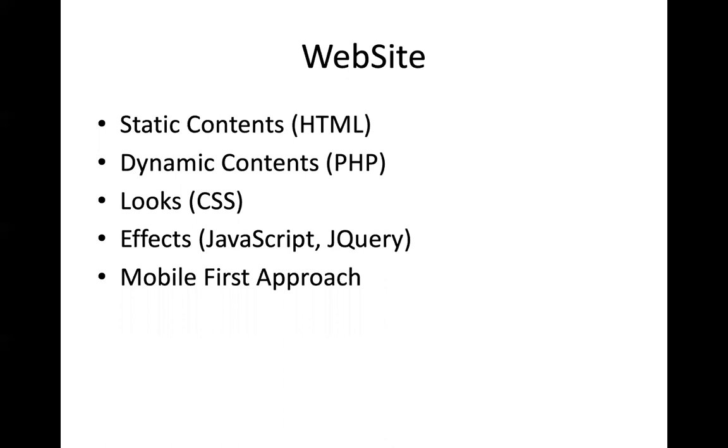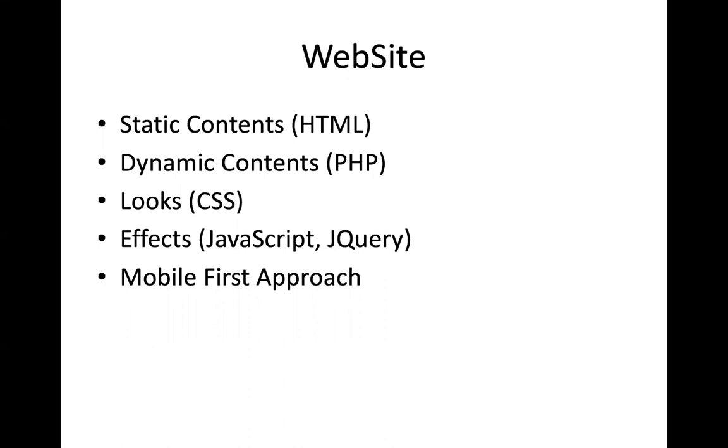Okay, so now the next part is looks. You can display data using HTML, but it will be plain. The look and feel will be plain. But suppose you want to change the background color, the border color, the border style, or put a distance between two elements. All these kinds of arrangements and changing the look and feel of your website can be done using CSS, cascading style sheets.